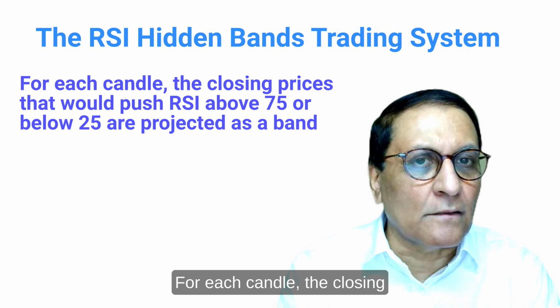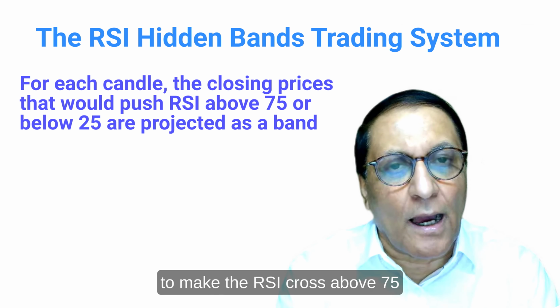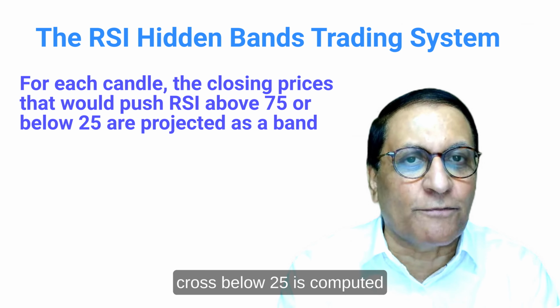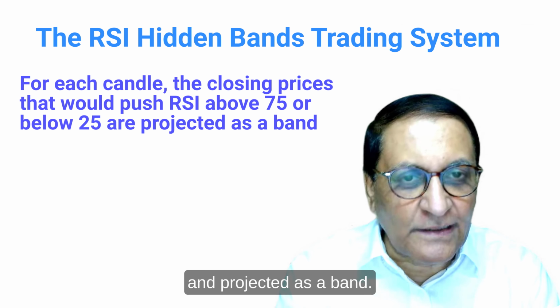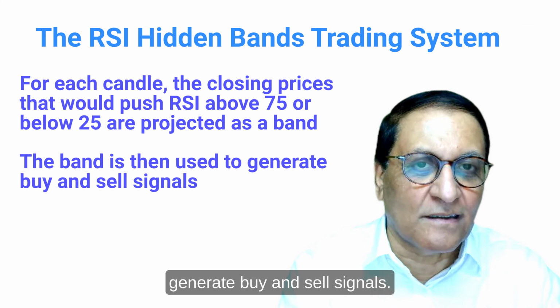For each candle, the closing price projected to make the RSI cross above 75 as well as to make the RSI cross below 25 is computed and projected as a band. The band is then used to generate buy and sell signals.